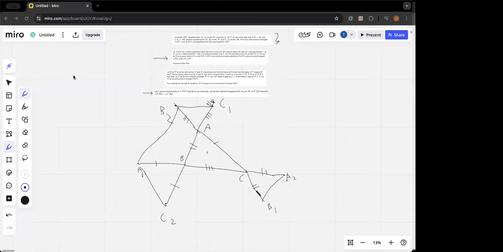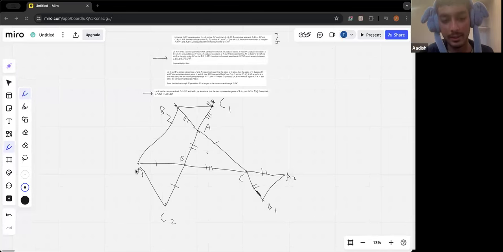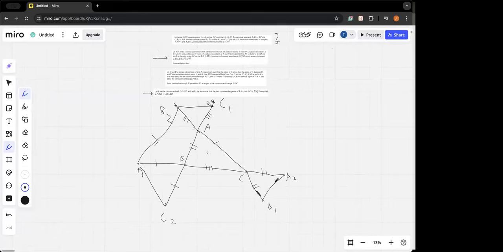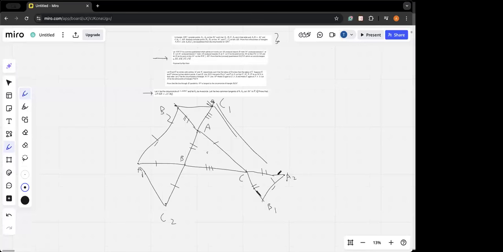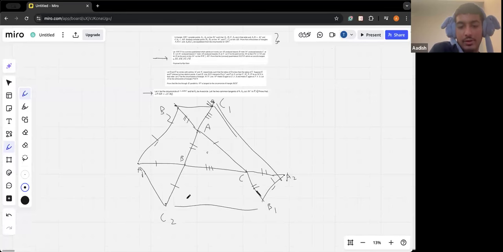A2B1 is parallel to A1B2. Correct. Can you also notice something else? The parallel observation is correct, and I'll mark it down. A1B2B1A2 is an isosceles trapezium. Exactly, and all isosceles trapeziums are cyclic.